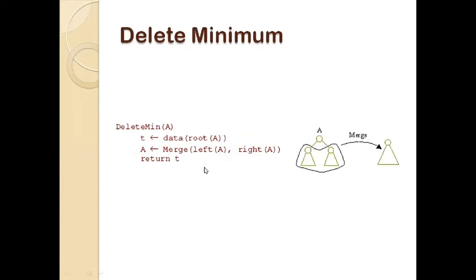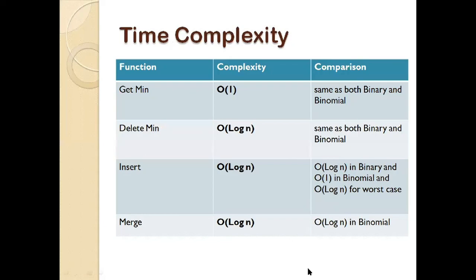For the delete minimum operation, we know that the minimum element of the leftist tree is its root node. So simply we delete this root node and merge the left child and the right child of the root node. We just call the merge operation on the left child and the right child of the root node, and we get a leftist tree in which the minimum element is deleted. Here you can refer to the time complexity of all the functions, compared with both binary and binomial heap.